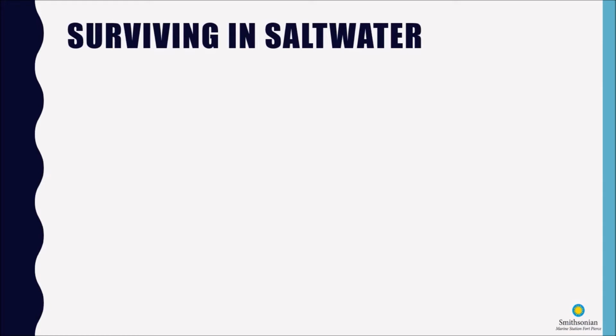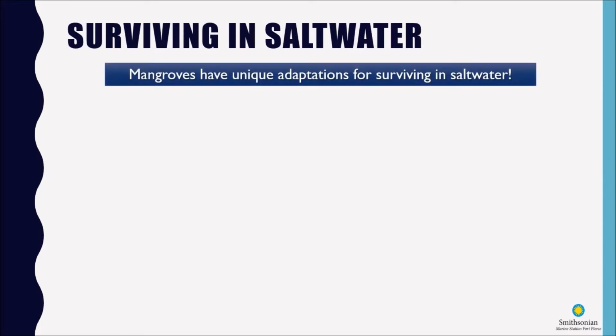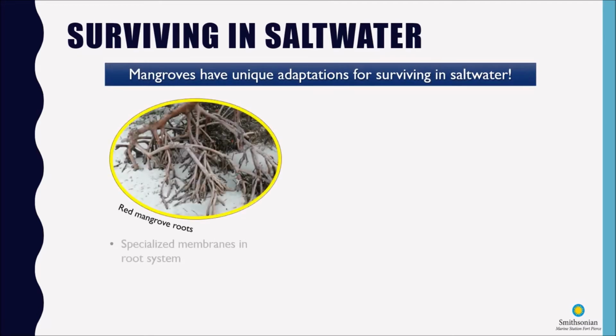So, surviving in saltwater: how do trees grow in and around salty water? Don't trees need fresh water to live? Well, yes, they do. But mangroves have unique adaptations for surviving in saltwater. Red mangroves have specialized membranes in their root systems that prevent up to 90% of salt in saltwater from entering their vascular system. So we call red mangroves excluders since they exclude salt from entering their root system.